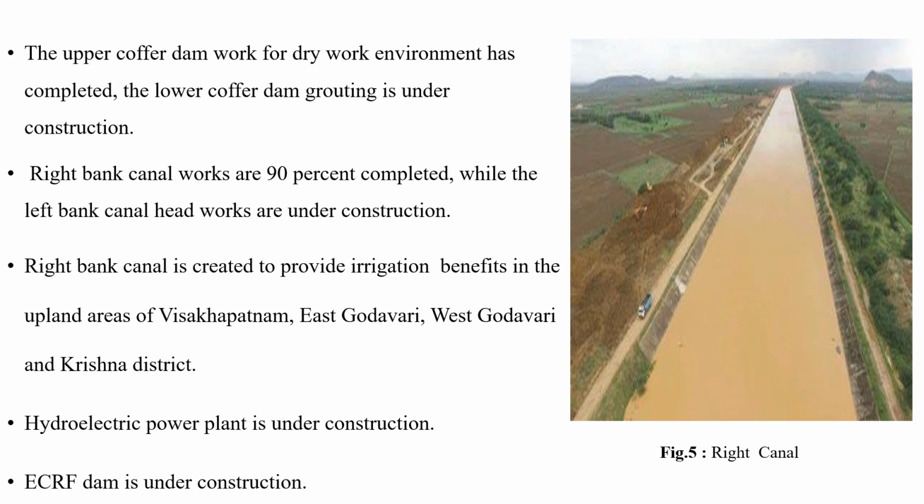The upper coffer dam work for dry work environment has been completed. The lower coffer dam grouting is under construction. Right bank canal works are 90% completed, while the left bank canal head works are under construction. It means it is just started, right? Right bank canal is created to provide irrigation benefits in the upland areas of Visakhapatnam, East Godavari, West Godavari, and Krishna district. Hydroelectric power plant is under construction.